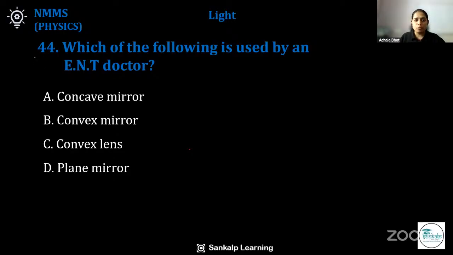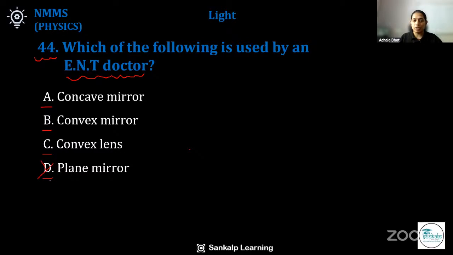Let us see question number 44 of NMMS Physics chapter Light. Which of the following is used by an ENT doctor? Okay, an ENT doctor uses which type of mirror or lens? A. Concave mirror, B. Convex mirror, C. Convex lens, D. Plane mirror.